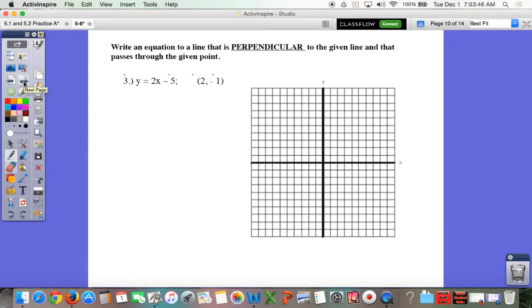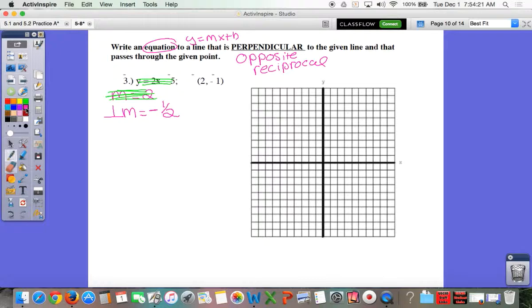This time you're going to write an equation, again, y equals mx plus b, that is perpendicular, so opposite reciprocal, to the given line and through the given point. So let's look at this one. The slope of this line is 2. The slope that I want to use, or the perpendicular slope, opposite, positive, negative, 1/2. I do not want to look at this anymore because I got all the information I needed. So I have my slope of negative 1/2 going through 2 comma negative 1.